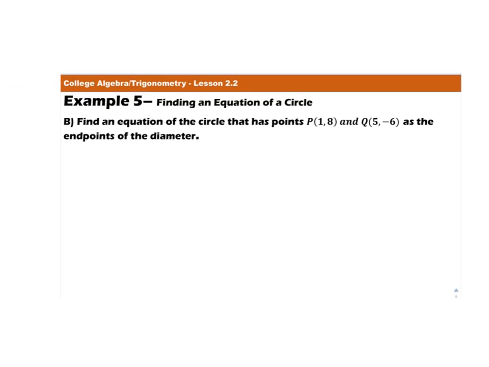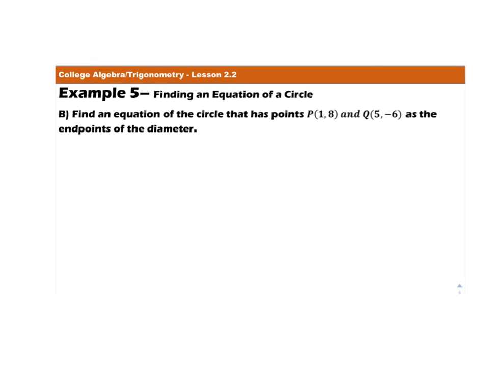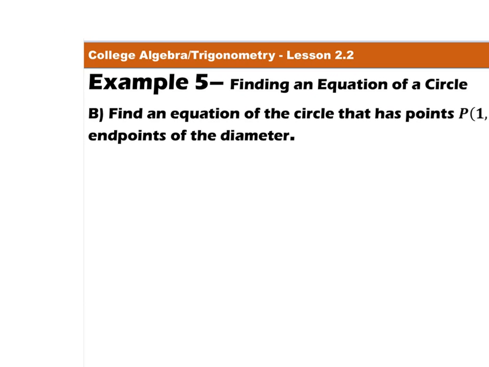Let's look at this one. Find the equation of the circle that has points (1, 8) and (5, -6) as the endpoints of a diameter. Okay? We've got to do some work here for this one. If there is not a picture, what do you think I suggest that you do? Draw one. Okay, I'm going to draw a circle.